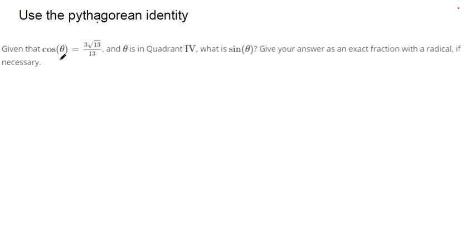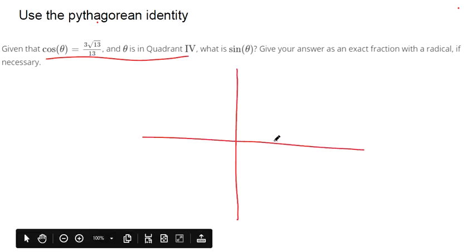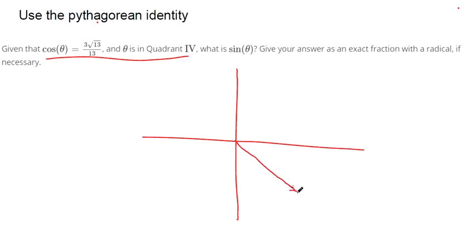So given that cosine theta is 3 square roots of 13 over 13, then theta is in quadrant 4. So actually this is enough information to know where to build our reference triangle and our reference angle. Theta's in quadrant 4, so we know our angle terminates somewhere over here. So let's make a right angle with the x-axis.